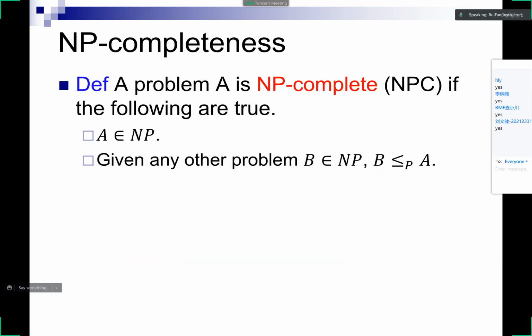Okay, next we're going to define NP completeness. We say that a problem A is NP complete if the following two properties are true. First, this problem A has to belong to the set NP, so all NP complete problems have to also be NP problems. The second property is that if you have any other NP problem B, then B has to polynomial time reduce to A. In other words, B is somehow easier than A.